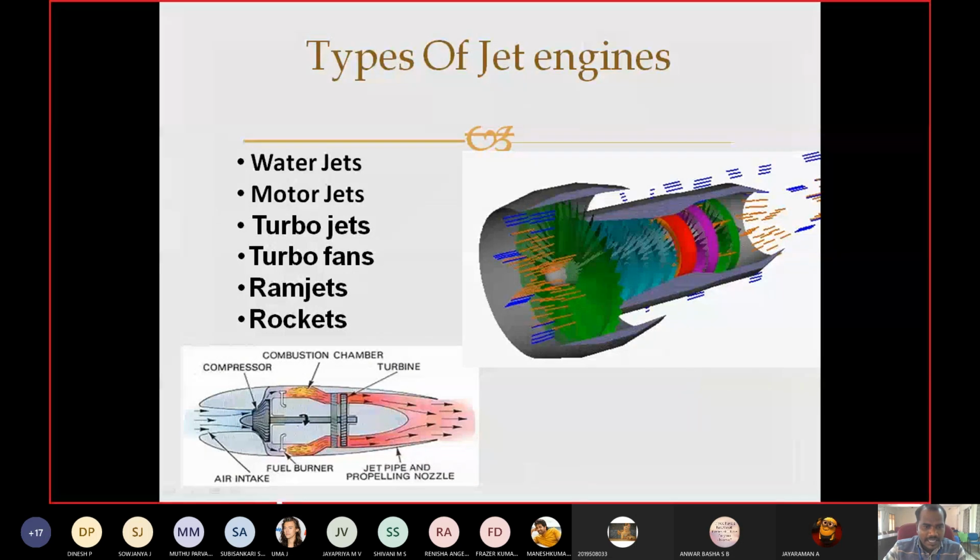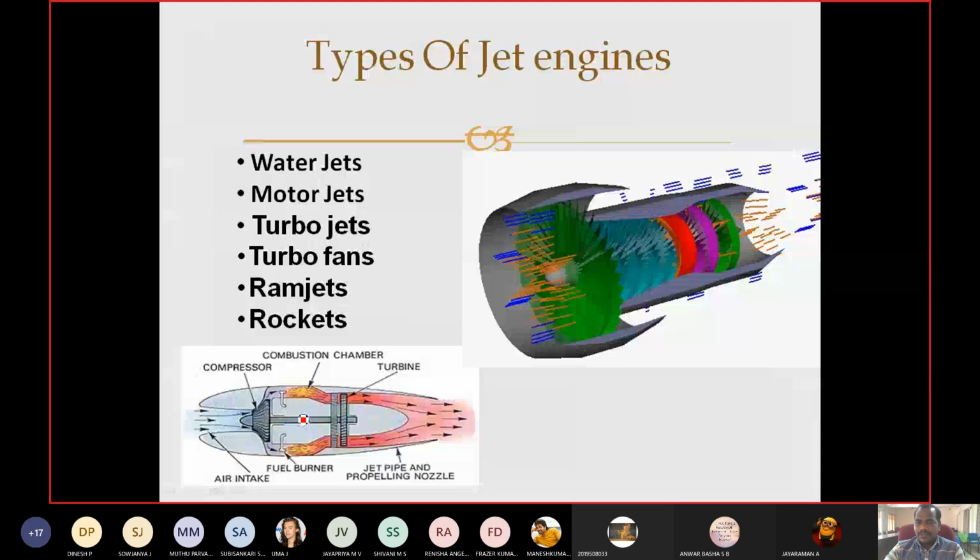So we can have the air intake, then the compressor, followed by the combustion chamber. In that combustion chamber we have to introduce the fuel burner, then we can have the turbine, followed by the jet pipe and propelling nozzles. Then the thrust produced by the components is controlled with the use of these propelling nozzles. Then the opposite reaction is used for the working of jet engines.